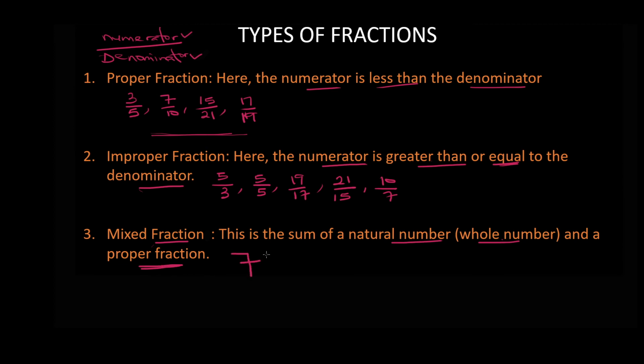Example, 7 whole number 3/5. This is a whole number. This is a proper fraction, right? What about 3 whole number 1/2? This is a whole number and this is a proper fraction. What about if I have 9 whole number 7/10? This is a whole number and this right here is a proper fraction.